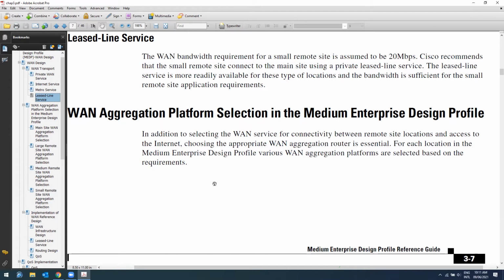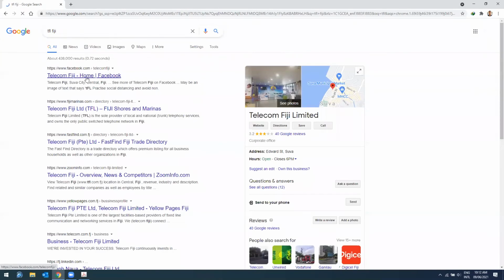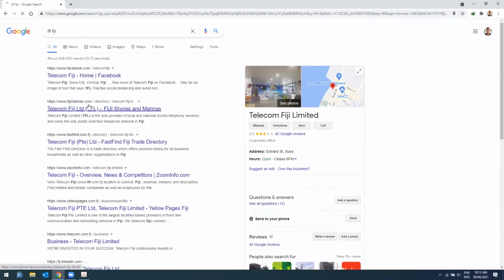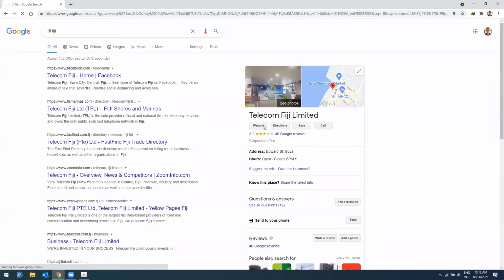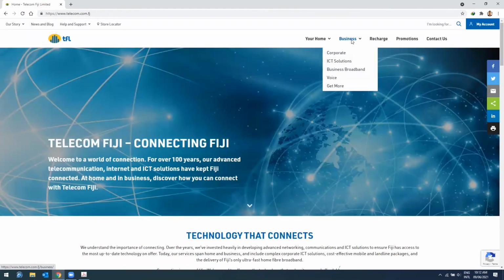Okay, here in PNG we have, I think, one of the main people who are giving leased lines, TFL. Okay, so if you go to their website, TFL PNG, and businesses.